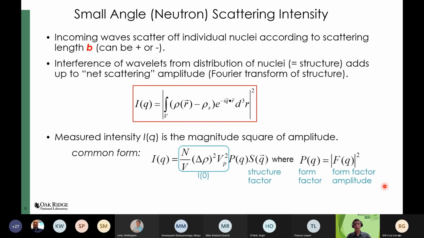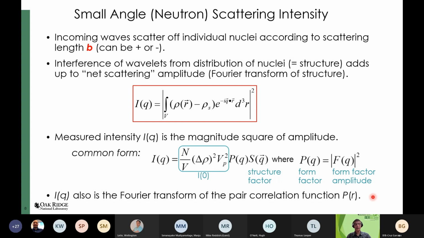There's another approach to describing this. Rather than doing the Fourier transform of the density, getting the amplitude and then squaring it, you can also go the other way around: use a scattering length density distribution, calculate the pair correlation function from that in real space, and then do the Fourier transform. That also gives you the scattering intensity, and that leads to the pair correlation function analysis of scattering, which I'll describe a little later in somewhat more detail.